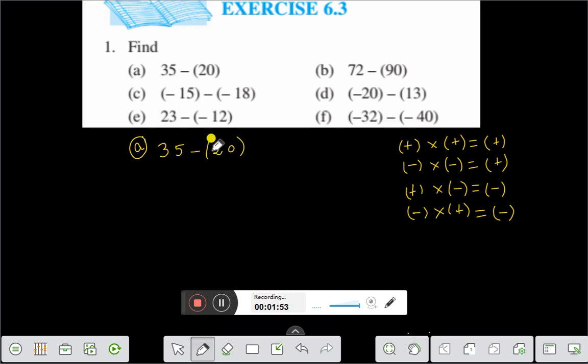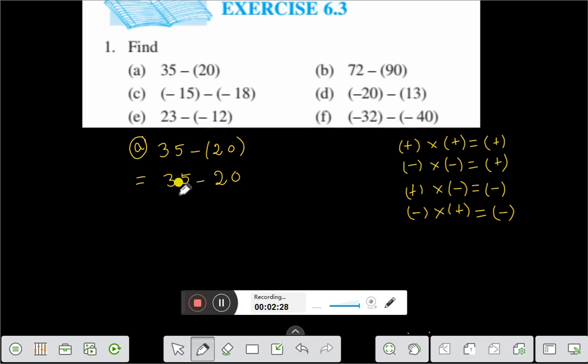In the bracket, here you see there is no sign, that means the plus sign is there. Then minus into plus, the answer is minus, right? Therefore we'll subtract it. It is equal to 35 minus 20, right? Now you see, 1 is plus, 1 is minus. 35 has no sign, that means it is plus. In 20 it is minus. 1 is plus and 1 is minus.